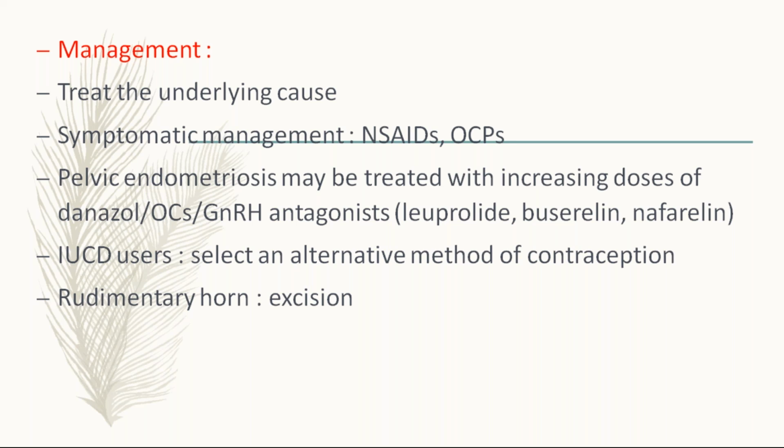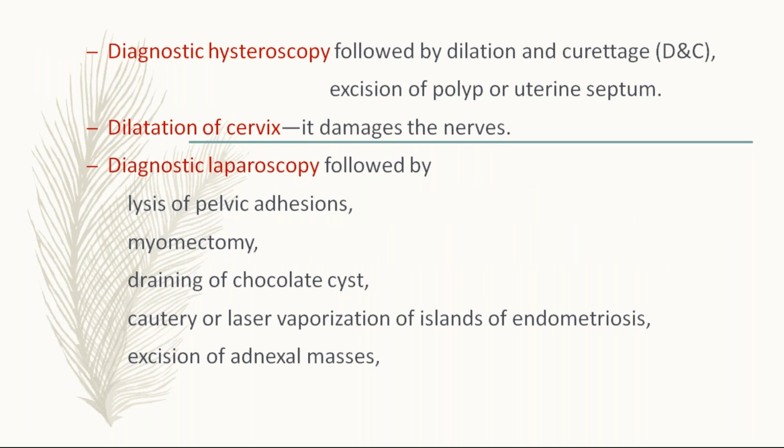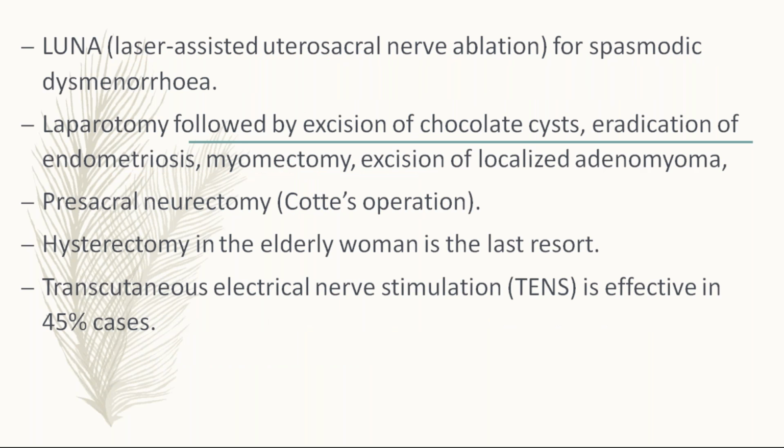Rudimentary horn, we go for excision. Diagnostic hysteroscopy followed by dilatation and curettage, excision of polyp or uterine septum. Dilatation of cervix damages the nerve endings and results in dysmenorrhea. Diagnostic laparoscopy followed by lysis of pelvic adhesions, myomectomy, drainage of chocolate cysts, cautery and laser vaporization of islands of endometriosis, excision of adnexal masses.